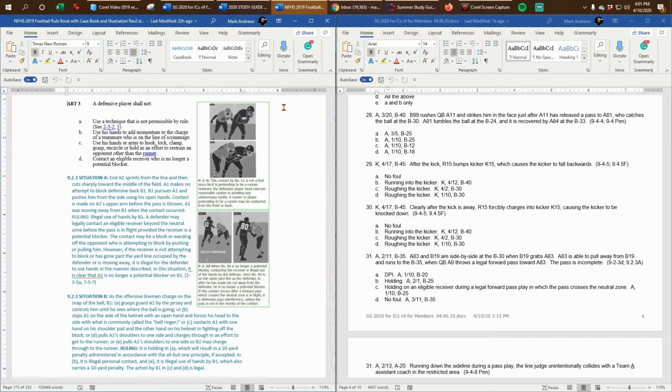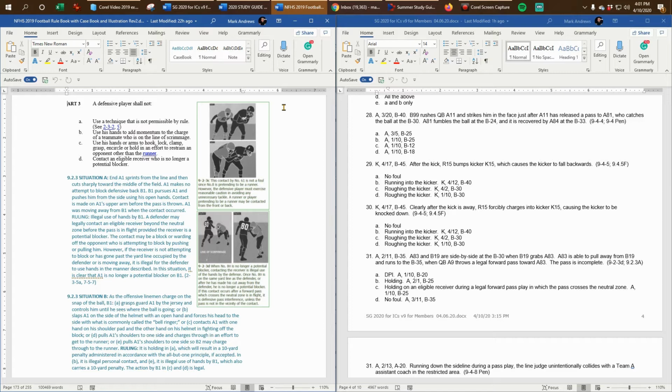Okay, question 31. A, 2nd and 11 at the B35. A83 and B19 are side by side at the B30 when B19 grabs A83. A83 is able to pull away from B19 and runs to the B35 when quarterback A9 throws a legal forward pass towards A83. The pass is incomplete. All right, so let's make a couple of things clear here.